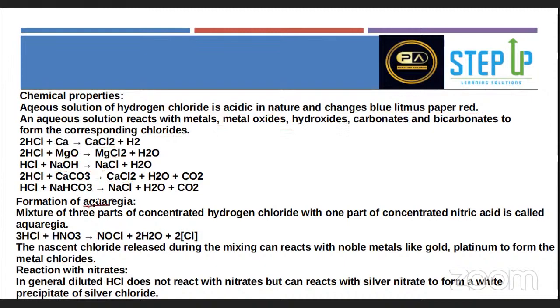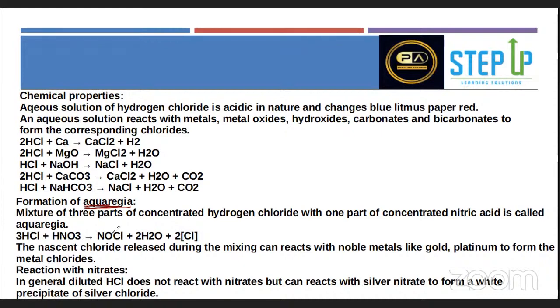This is very important for you: formation of Aqua Regia. Aqua Regia is basically a mixture of 3 parts of concentrated HCl mixed with 1 part of concentrated HNO3. So we can say Aqua Regia is HNO3 and HCl taken in the ratio of 3:1. This is very important.